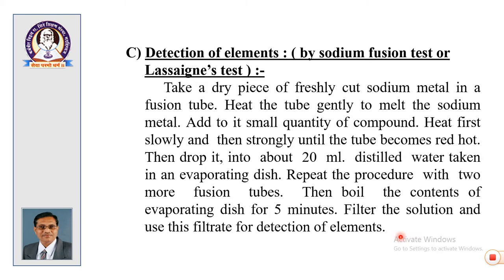See carefully once again. The set of small tubes is called sodium fusion tubes. Take sodium in the sodium fusion tube, melt it, add the organic compound in it, heat slowly then strongly. When hot, drop it in the distilled water in the evaporating dish. This procedure is to be carried out very carefully because sodium is highly reactive and inflammable. So, it has an explosive type of nature. The demonstration you have to see carefully and then you have to carry on the procedure.